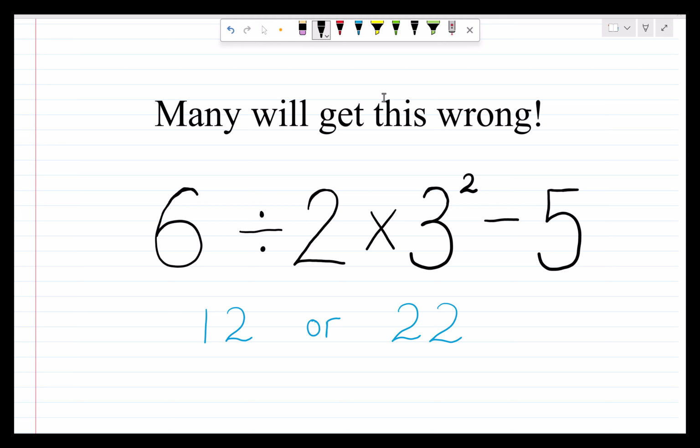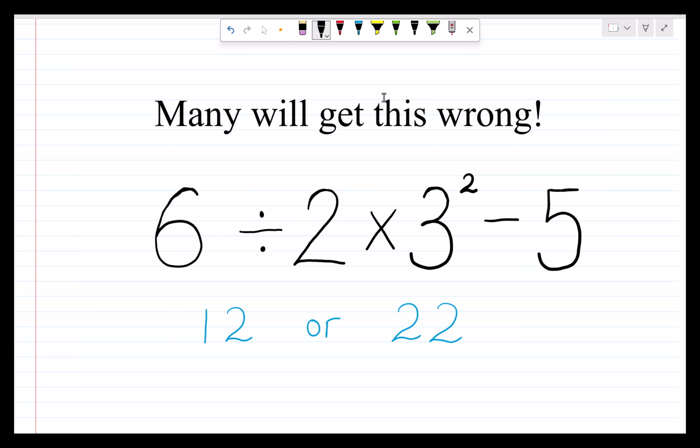In this video, we're going to look at this expression and try to solve it. I know quite a number of people will get this wrong. And before I continue, just pause the video a little bit and try to figure out what the answer is. Is it 12 or is it 22? I know that some got the answer as 12, while others got the answer as 22.